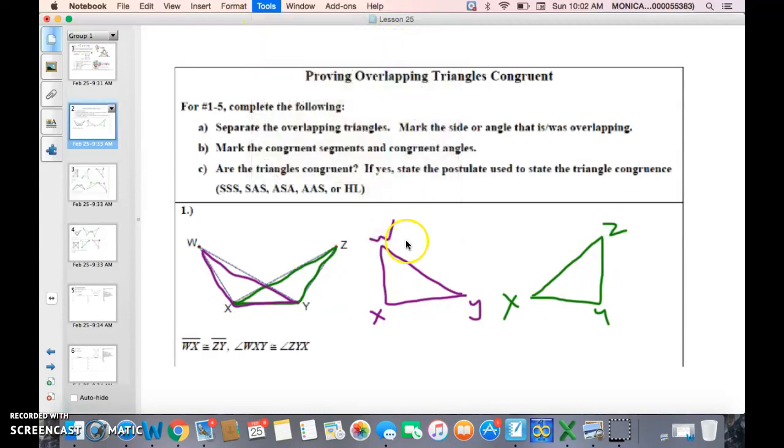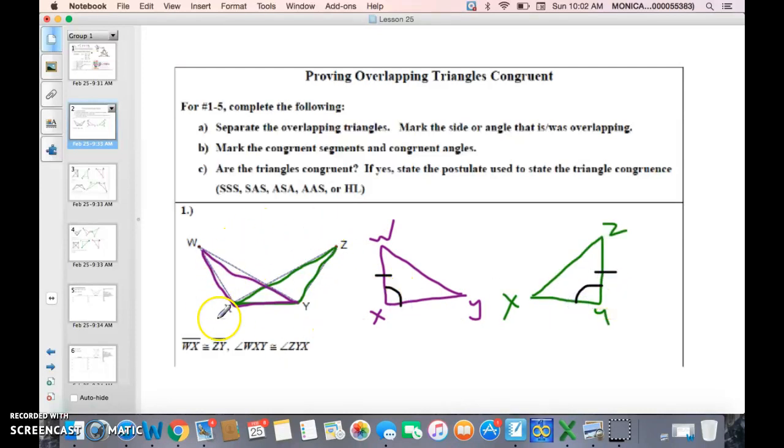So let's go ahead and mark up our drawing first. It says WX is congruent to ZY, so I'm going to mark up on this triangle here and this triangle here. And then it says angle WXY is congruent to ZYX. So WXY, this one here, is congruent to this one here.